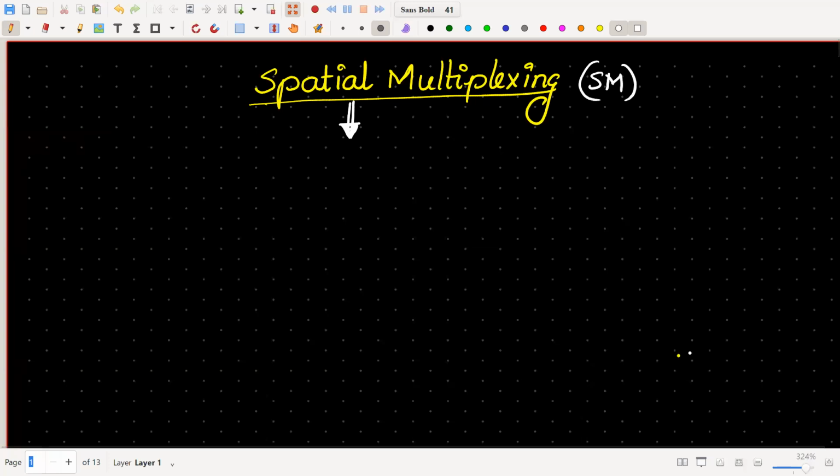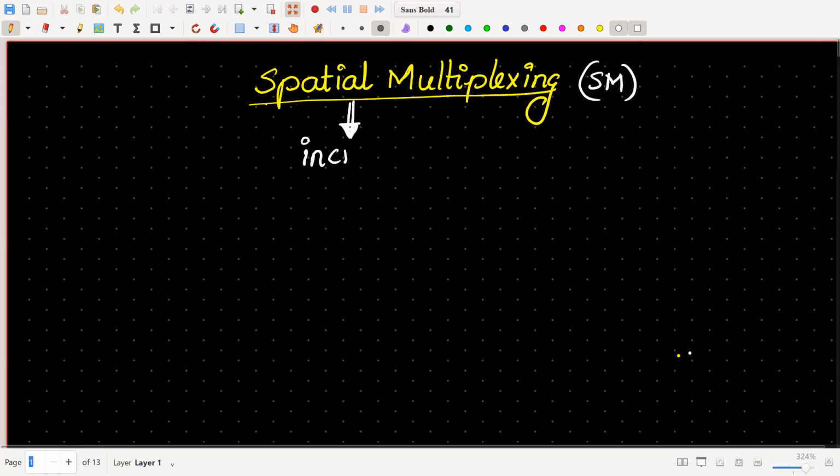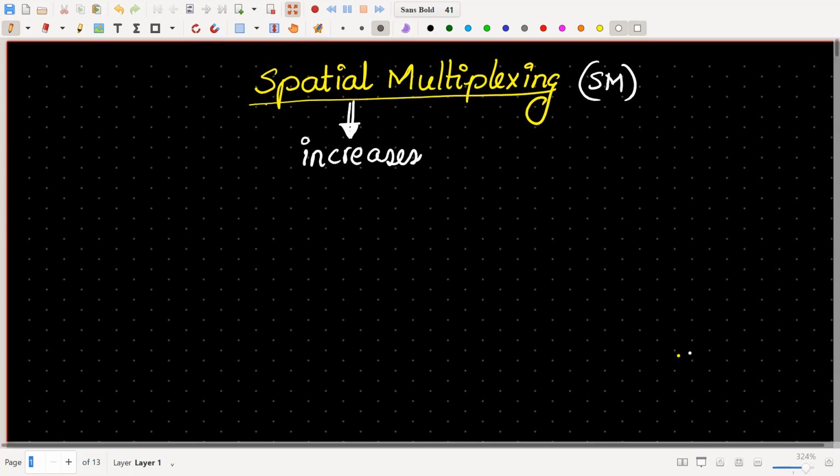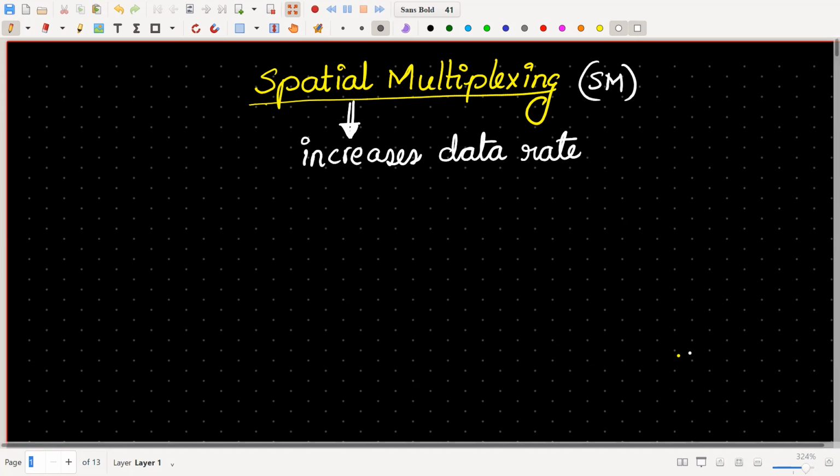Good morning. Today, let's investigate spatial multiplexing. The main use of spatial multiplexing in a MIMO wireless communication system is that it increases data rate in MIMO communication systems. How spatial multiplexing can increase data rate and what spatial multiplexing is, let's study now.